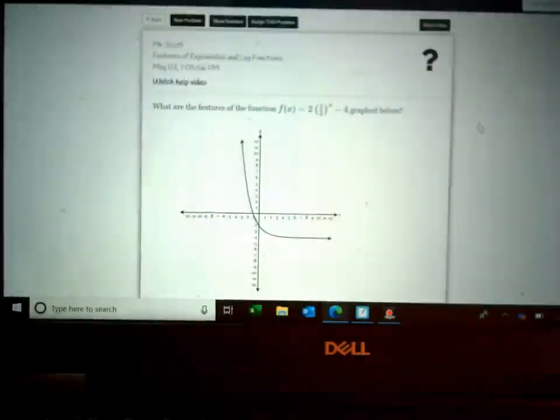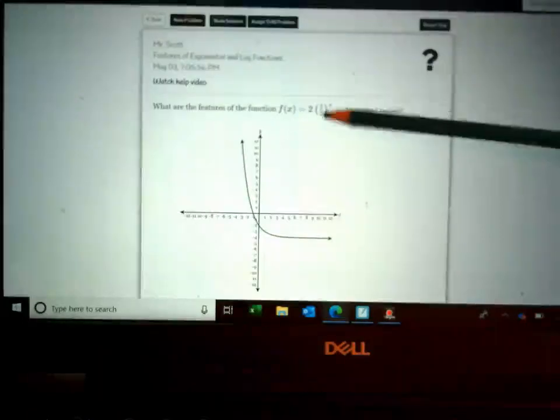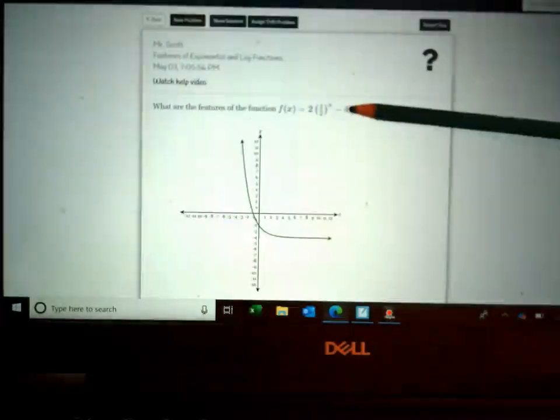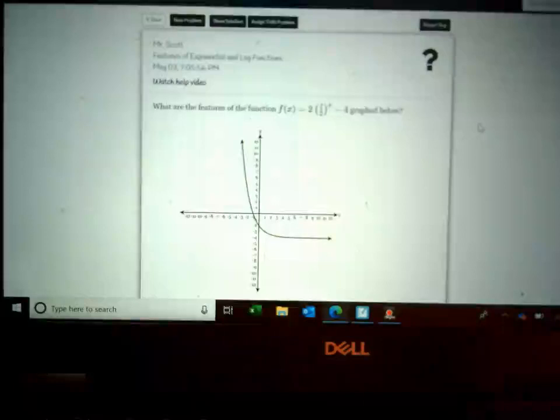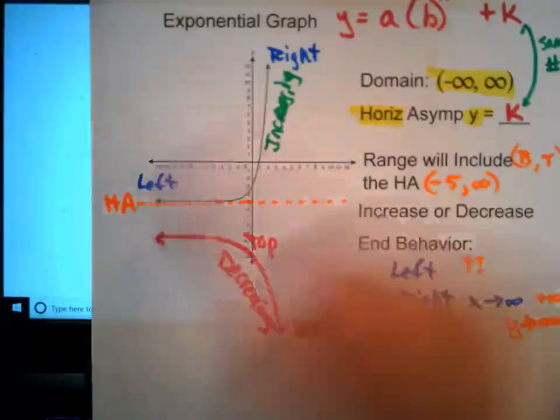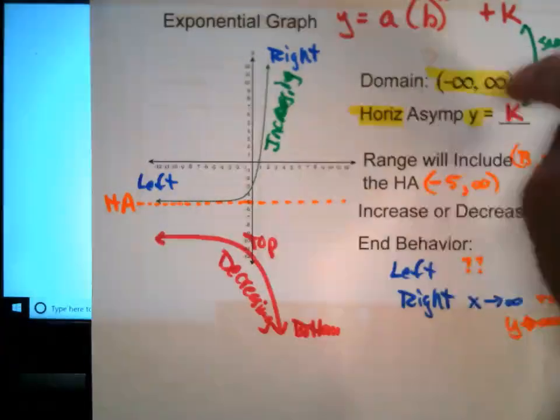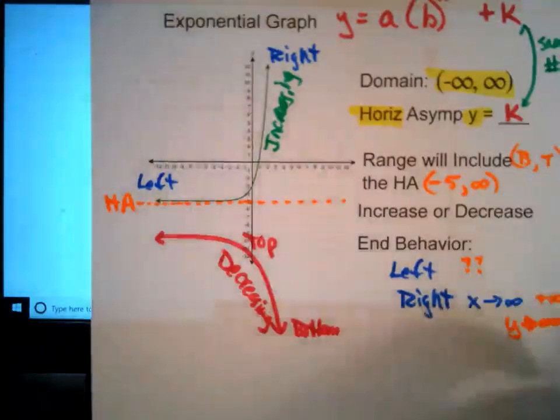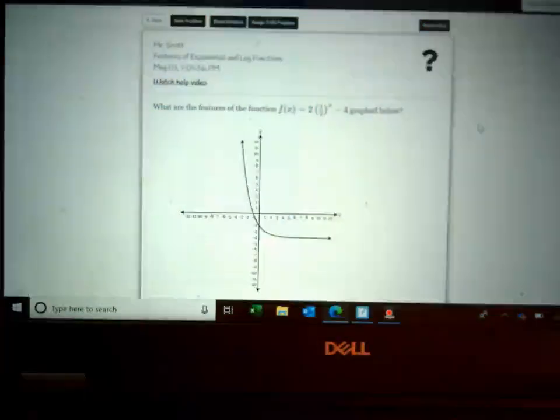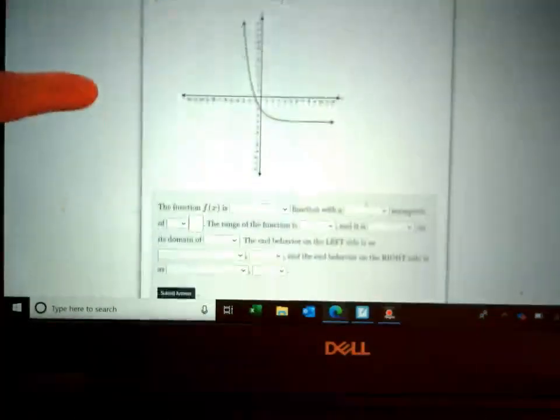Okay, so here we have an exponential graph with a -4 on the outside. So this is exponential. So what we're going to look for are things that are here highlighted in yellow using K. I'll bring this back in as we need it. So we're going to answer the very first thing with this function. This function is exponential.